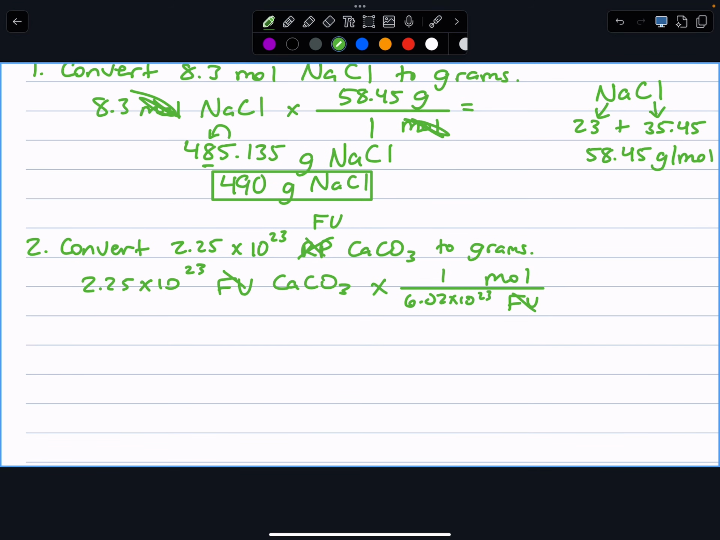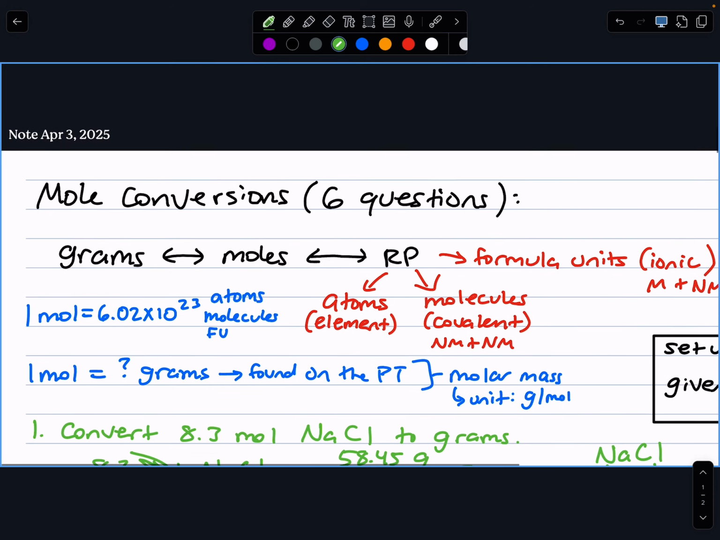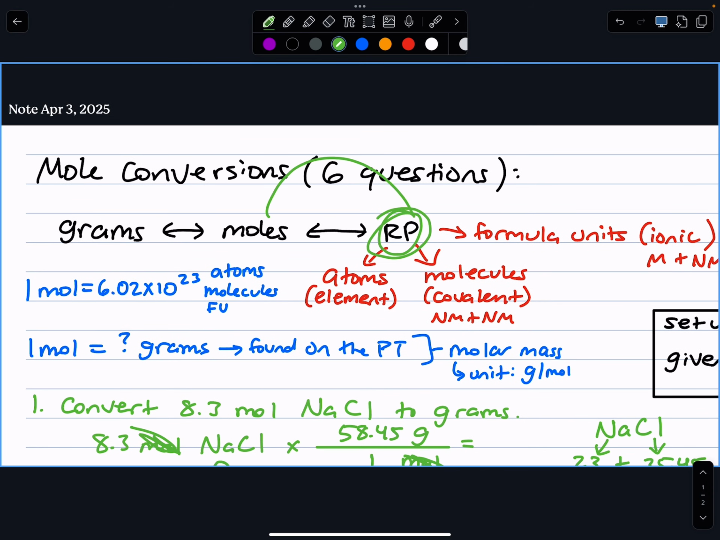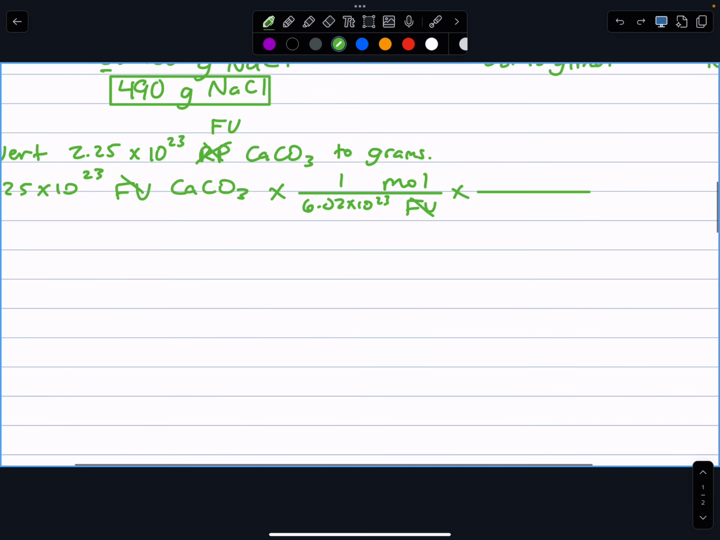I'm left with what? Do I want that though? What am I looking for? So I need another fraction. In this fraction, where am I going? Right. So again, we were here. We just went to moles. Now we need grams. So I'm looking for grams. Where is it going to go if I'm looking for it? Good. So my FU's just canceled out.